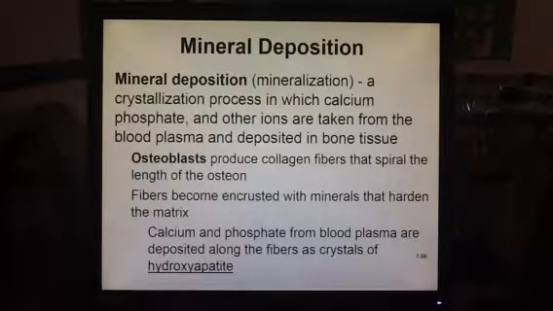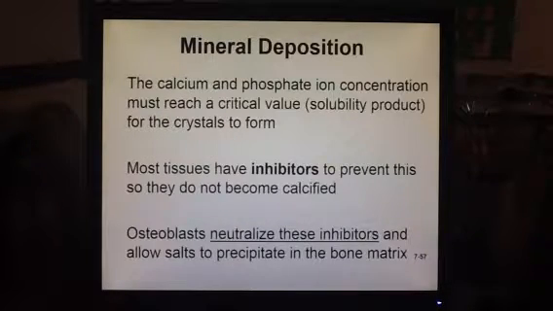The osteoblasts produce fibers that spiral the length of the osteon, and those fibers are where the minerals collect and harden in the matrix. Again, mostly we're going to talk about calcium, but calcium phosphate would include calcium, phosphorus, and oxygen. They are deposited along those fibers. The ion concentration of those calciums and phosphates has to reach a critical value for the crystals to form.